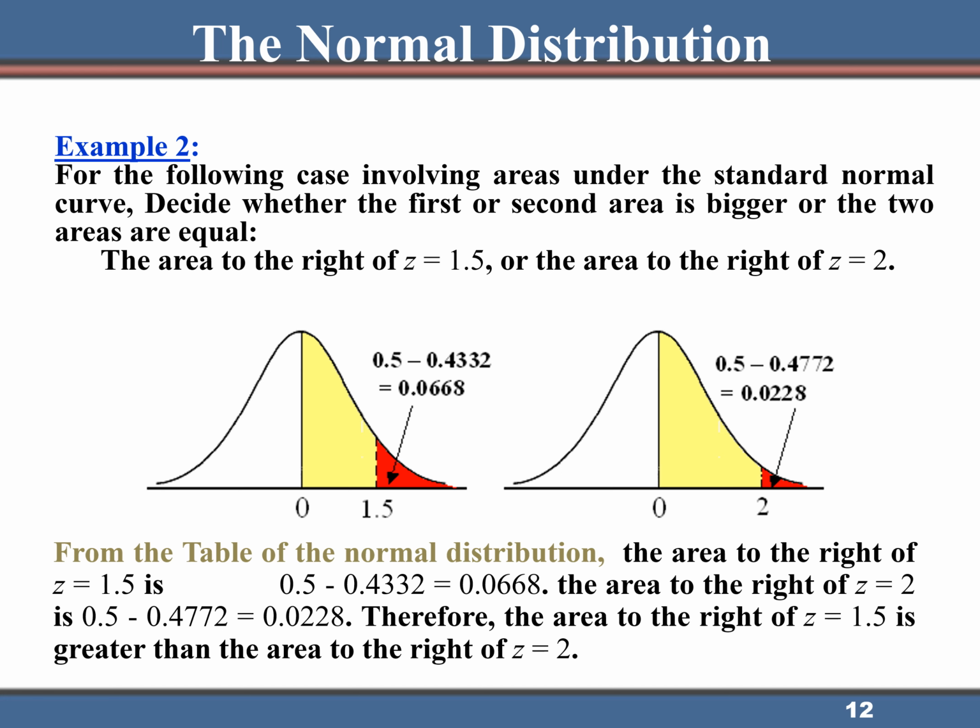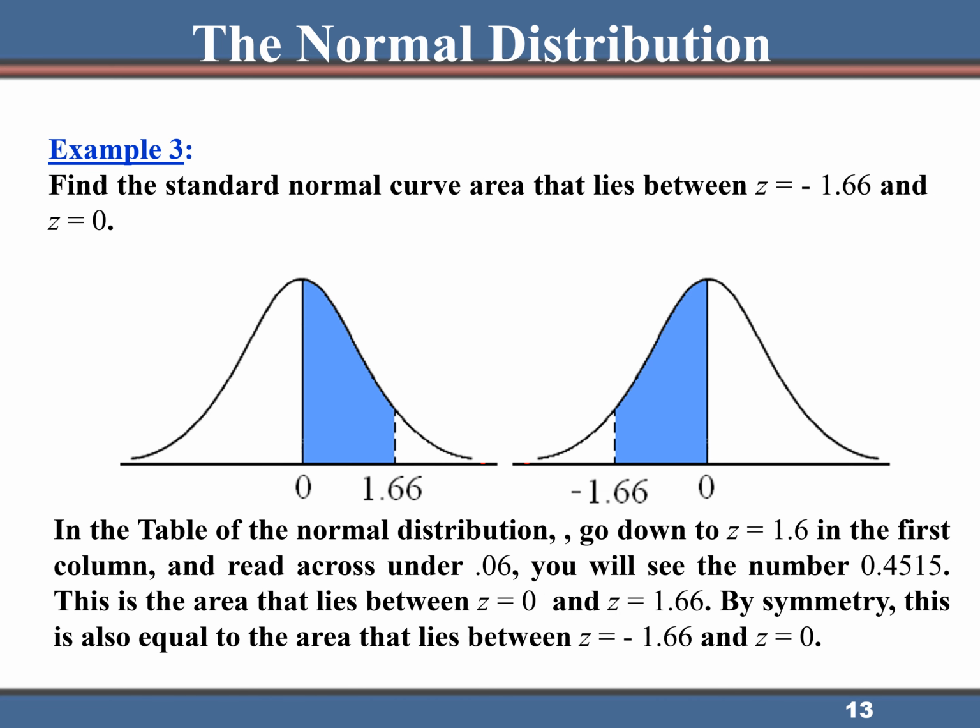For the first area, we use Table 1 to obtain 0.4332 for the yellow region in the graph to the left. But the area to the right of 0 is 0.5. So the red region in this graph has an area equal to 0.5 minus 0.4332, or 0.0668. In a similar way, by using Table 1, we see that the red area on the graph to the right is 0.5 minus 0.4772, or 0.0228, which is smaller than the first area.